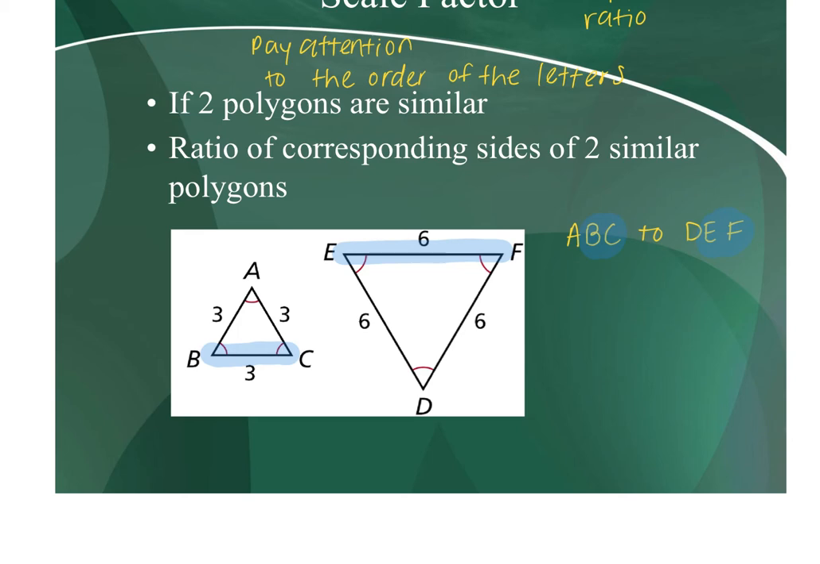So let's write our ratio, okay? Our ratio is going to be BC over EF. What's BC? 3. What's EF? 6. We get 3 over 6, which is 1 over 2.